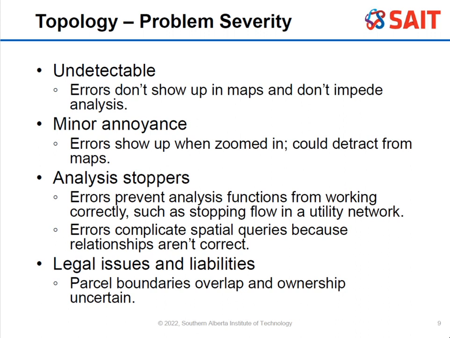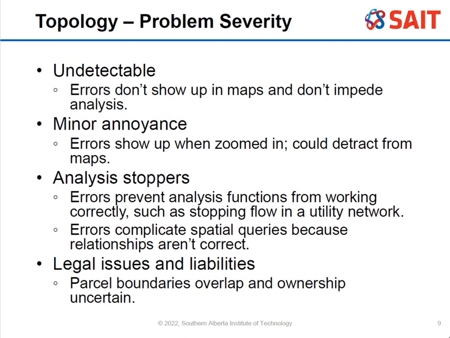So then we can get into the problem severity. This is kind of a ranking system on how important a particular error is, if we do have one. If it doesn't follow the topology rules, we can have one of 4 different severity levels. The first one is undetectable. It means that it's there, it exists, but nobody's going to see it. You just kind of deal with it as it comes, because you can't really see it, and it doesn't really impede your actual map or any analysis that you do.